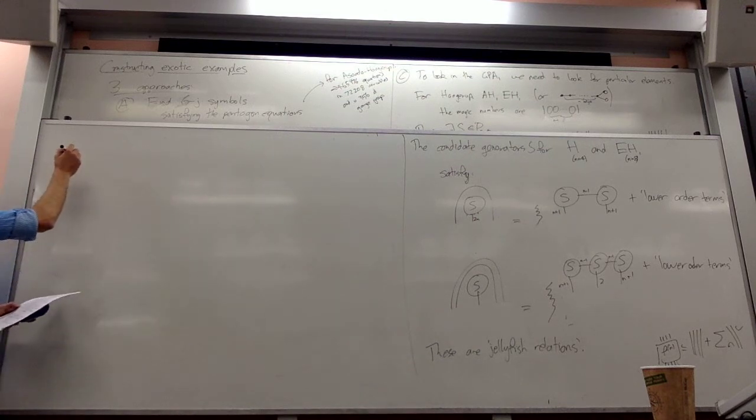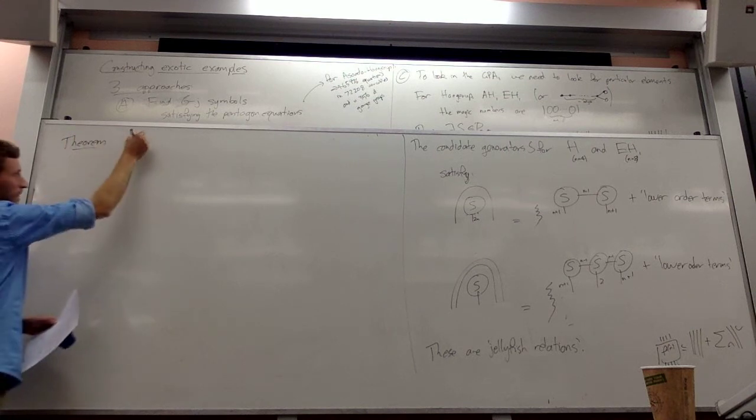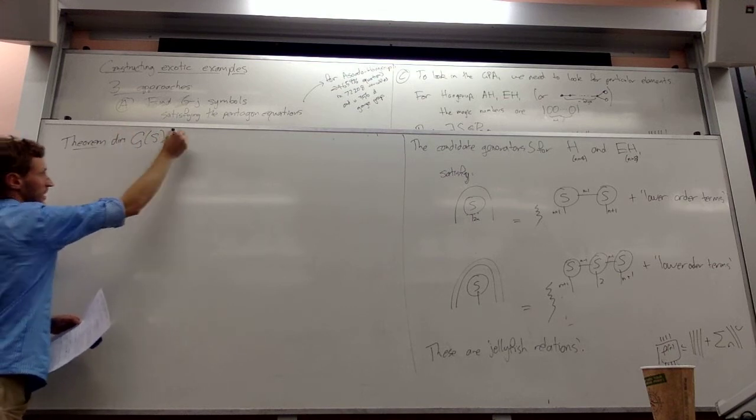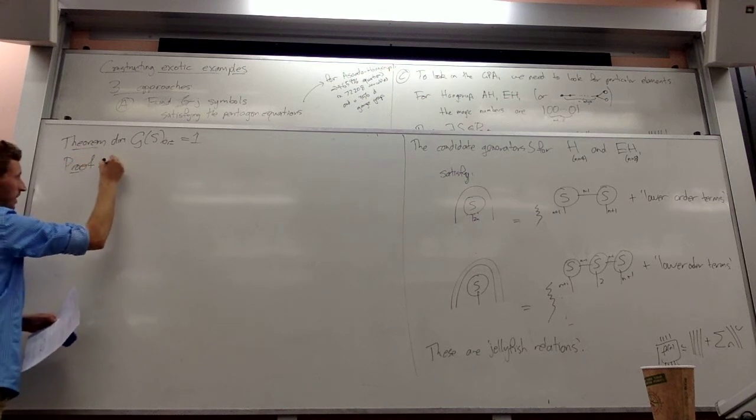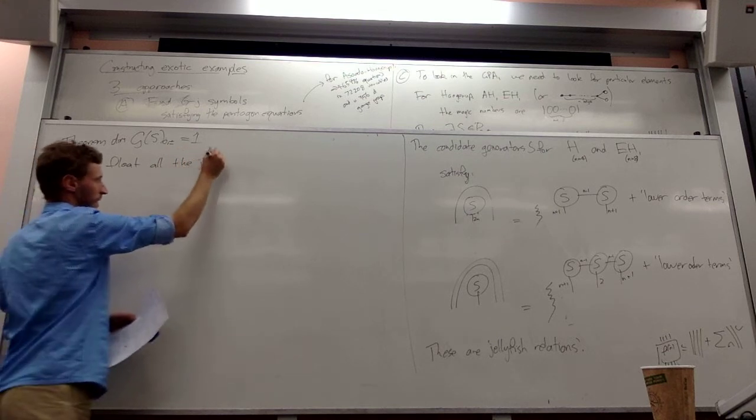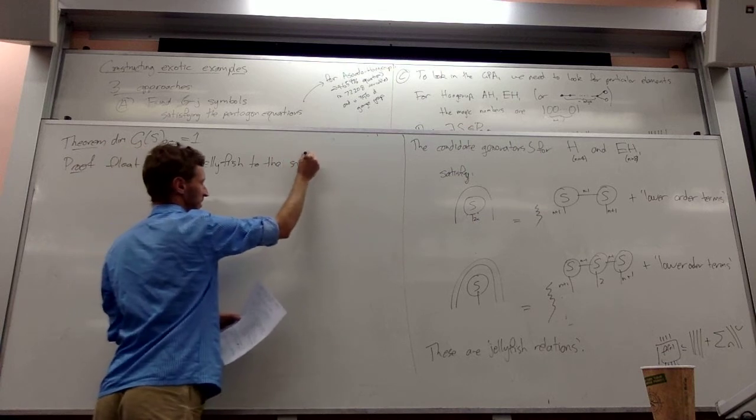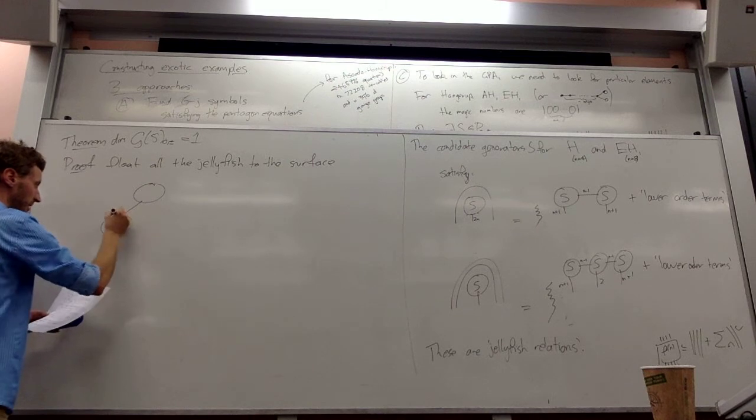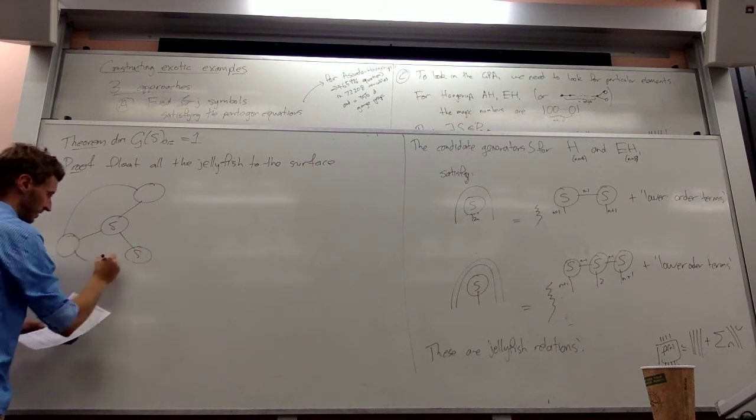Okay. So let's say it. The theorem is that that's one-dimensional. The proof is: float all the jellyfish to the surface. So let me give you an illustration of how this goes. Let's imagine I have some closed network built out of S's.